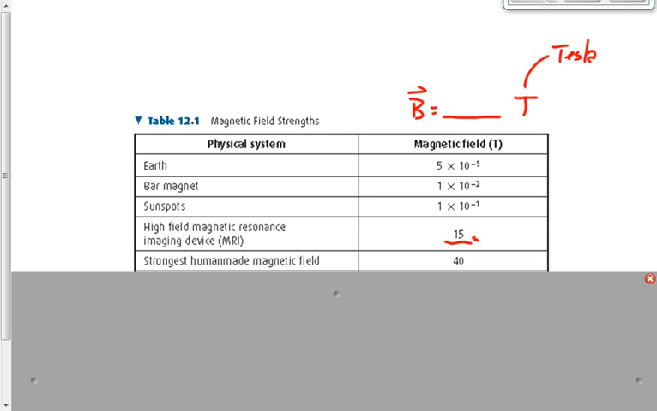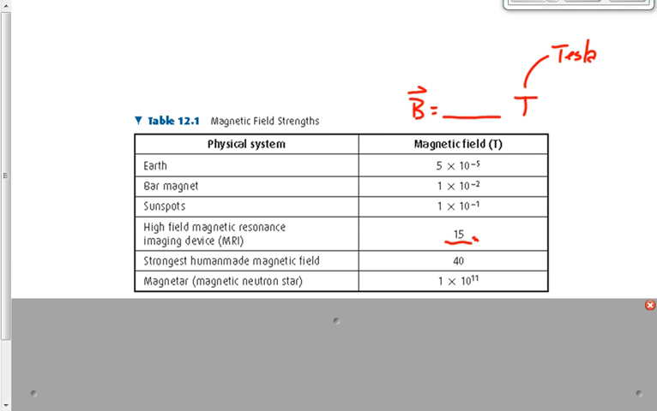The strongest human magnet? Well, this gives you perspective as to the strength of the MRI machine. The strongest human-made magnet ever made is only about twice what an MRI machine is. So it's the same order of magnitude, only about twice the value of the MRI. Here's what you want to stay away from, though. Stay away from one of these magnetic neutron stars, because they have a magnetic field that's 10 to the 11. That's pretty strong.